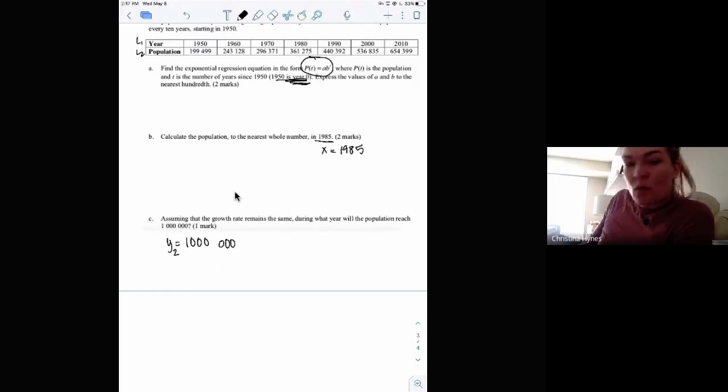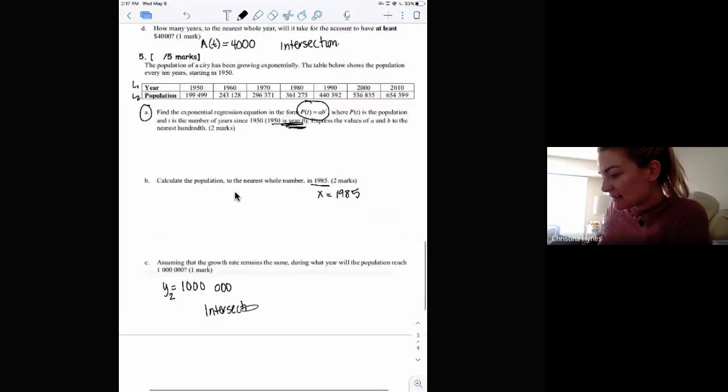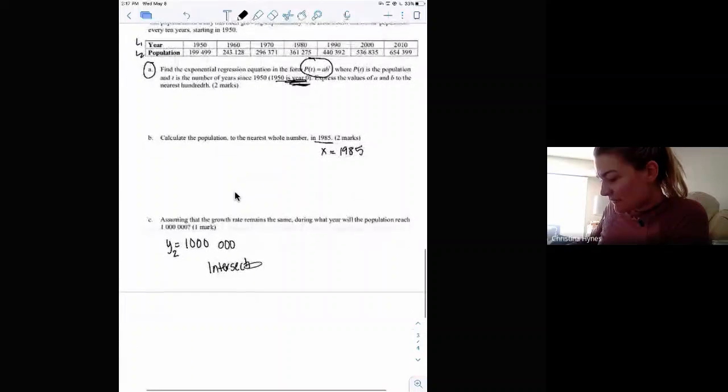And that's going to be your Y2. And you just need to find the intersection between what you got in A and 1 million. And once you find that, the year, just make sure you round up in this case because you want to make sure the year actually reaches 1 million people. Okay, so that is that for example number 5.